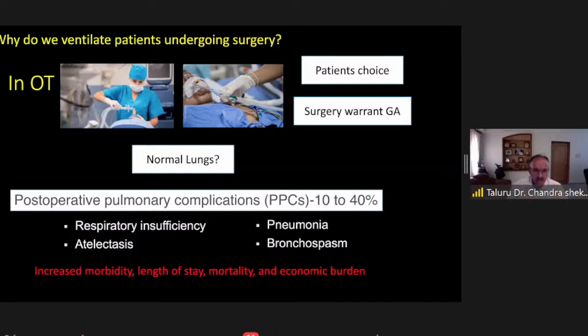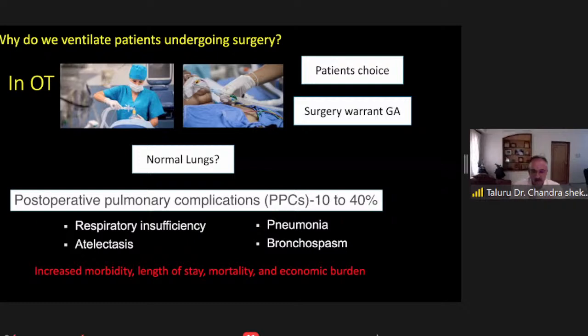And when somebody has these PPCs, there is increased morbidity, the length of stay increases, the economic burden increases, and the mortality increases. Added to this, in the postoperative period, there is always a pain component that we have to factor in, which also contributes to the patient not taking very deep breaths, not cooperating with physiotherapy, incentive spirometry, and good cough maneuvers. The way we ventilate the patients intraoperatively is what accounts for how well the patient behaves postoperatively. This is what we have to understand.